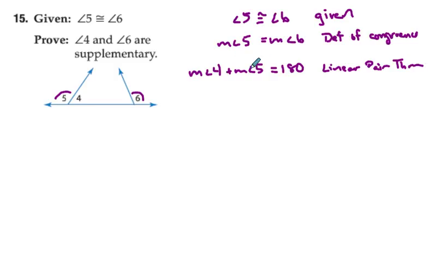And now I can do some substitution because here's angle 5 and here's angle 5, and we said angle 5 equals angle 6. So we can go in here and say the measure of angle 4 plus the measure of angle 6 equals 180, and that's going to be substitution.